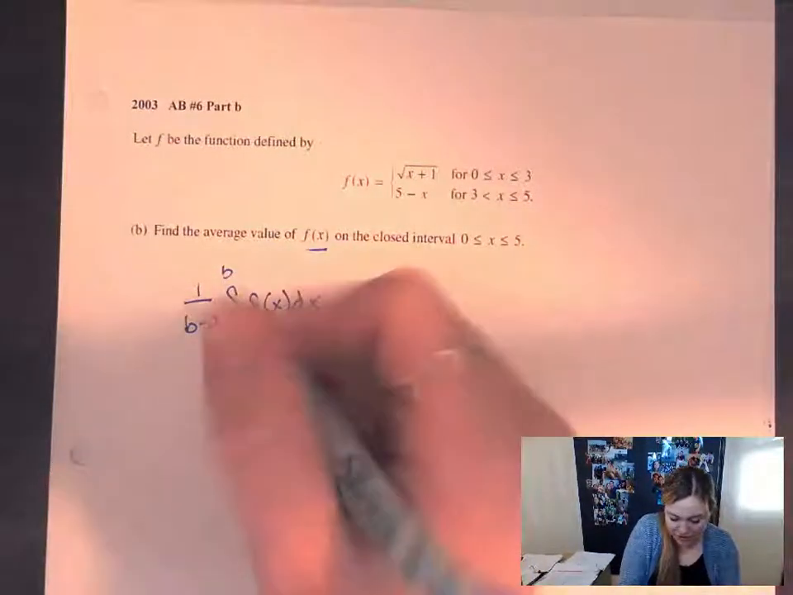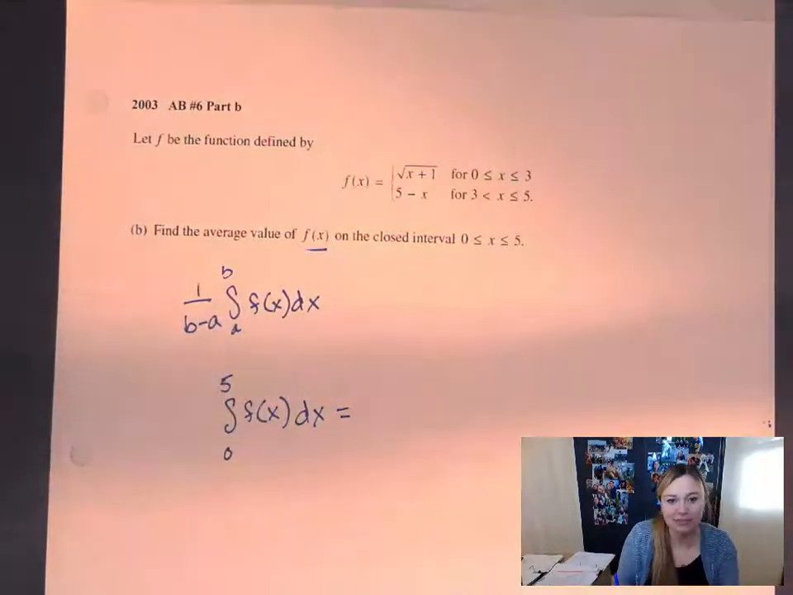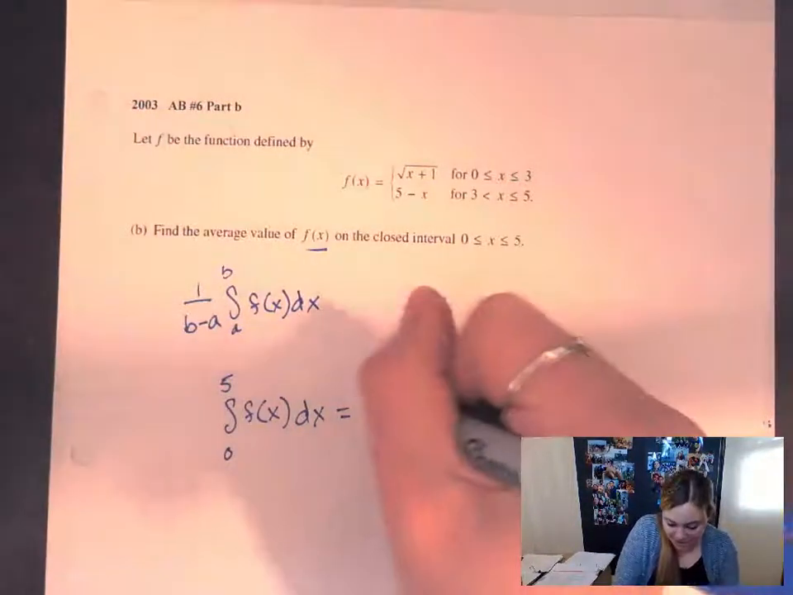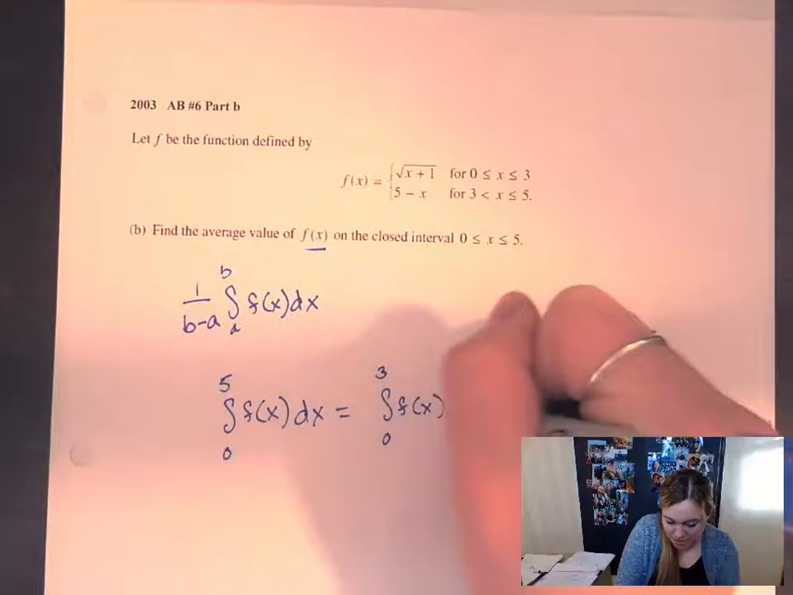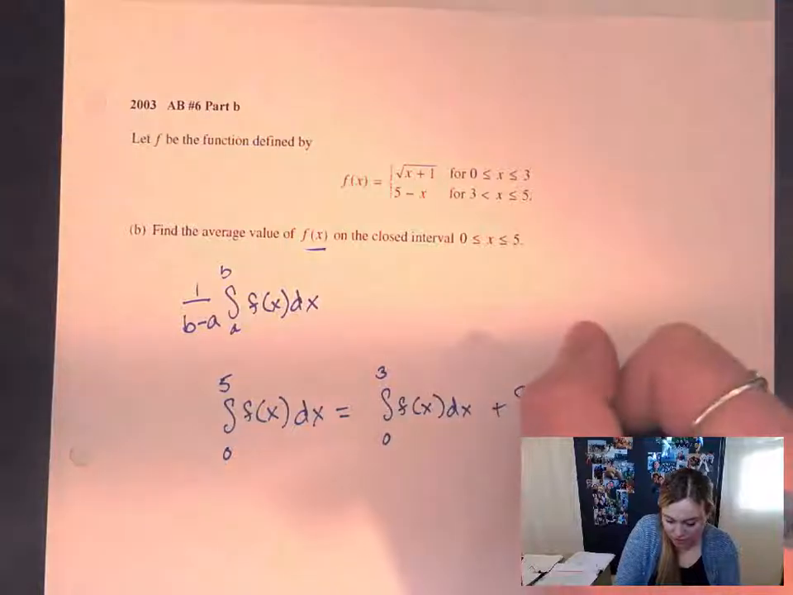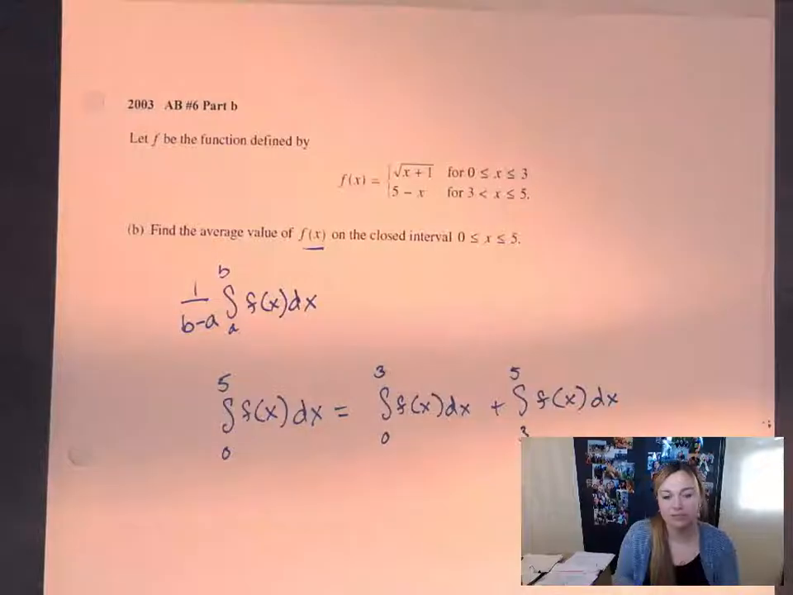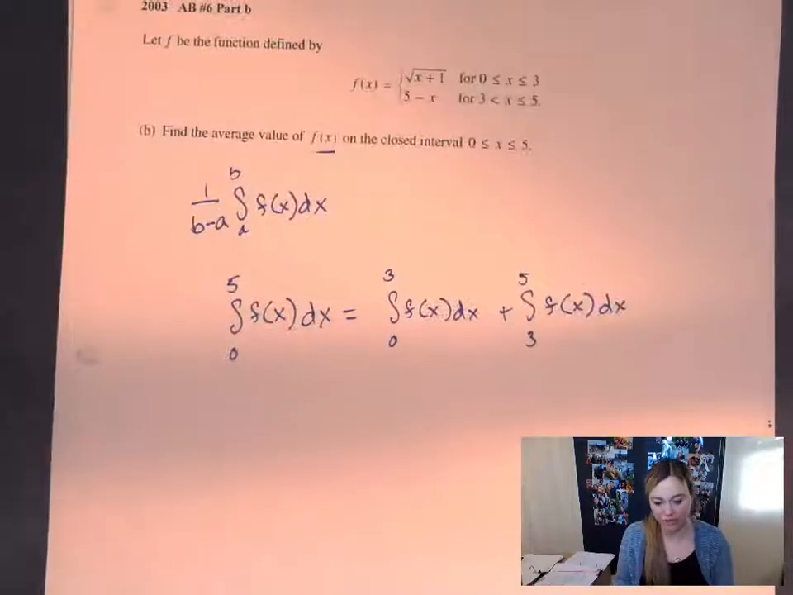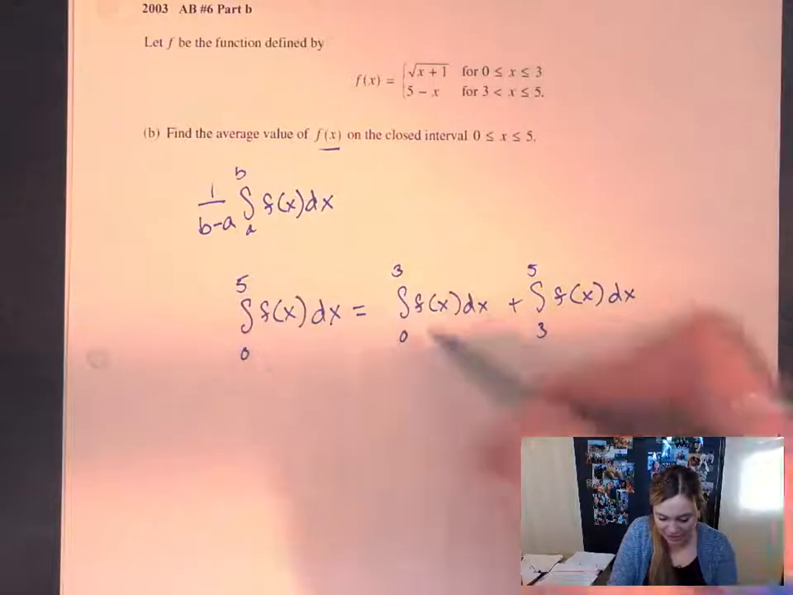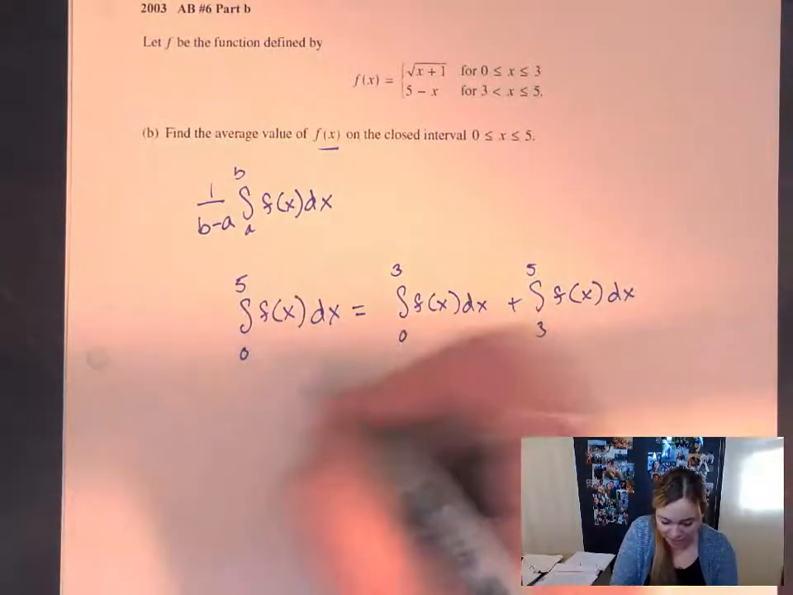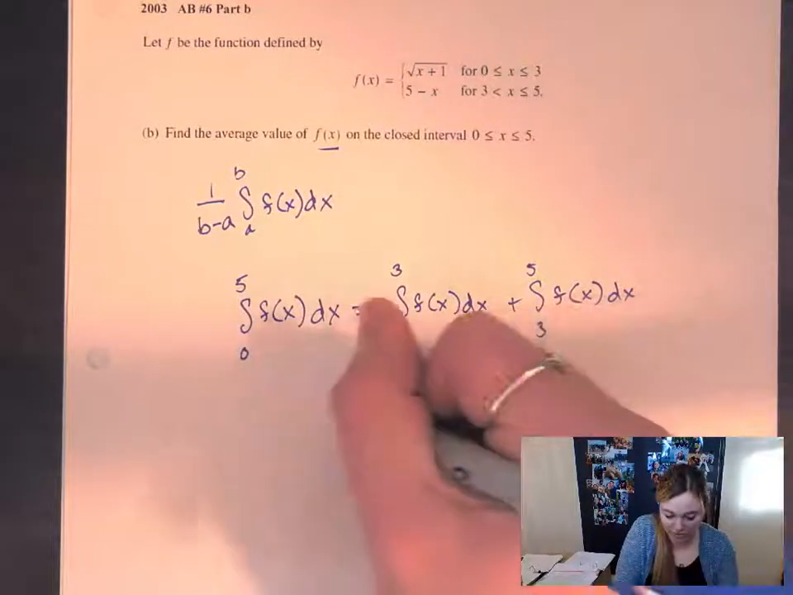And I'm just figuring out this function first, f of x dx. Do you remember how I can split this up? And I can say this is the same integral from 0 to 3 f of x dx plus an integral from 3 to 5 f of x dx. So this is just a rule of integration. I can split integrals up like this. So if I'm doing this one, if I say 0 to 5 and I want to split it up like this, before I do this 1 over b minus a stuff, I can actually just figure out what the integral from 0 to 5 is.